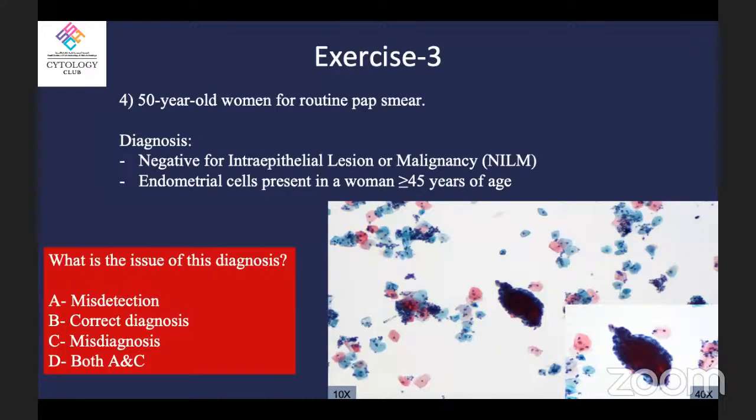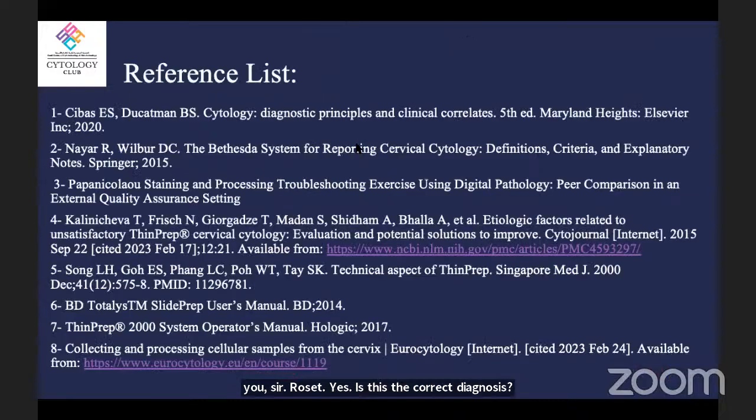So the majority go with the correct diagnosis, B. Thank you, Mr. Bassett. Yes, this is the correct diagnosis. And thank you for your participation in these questions.